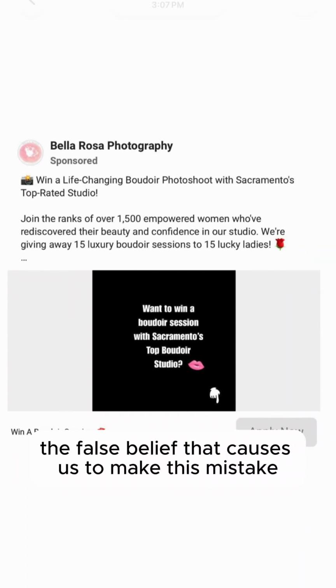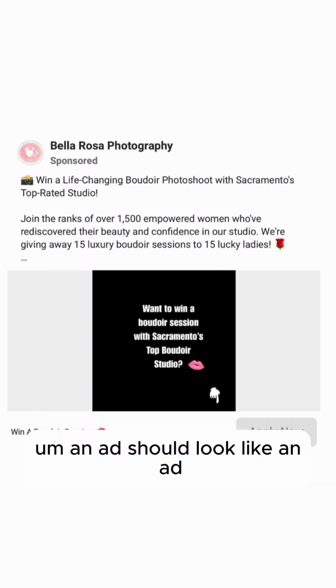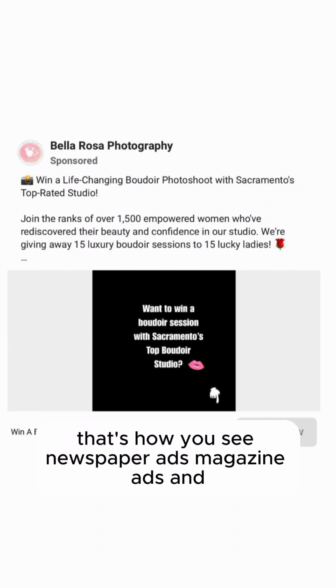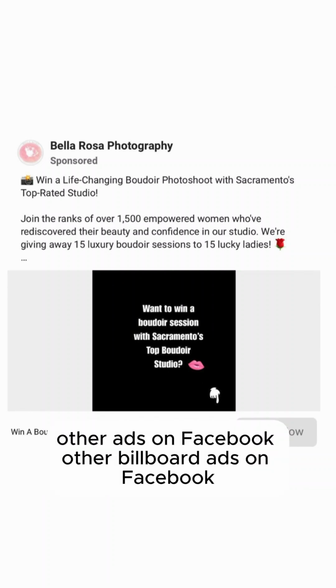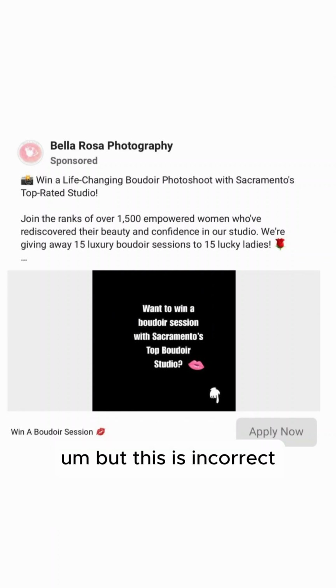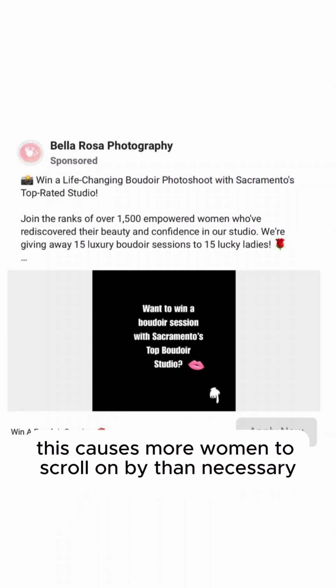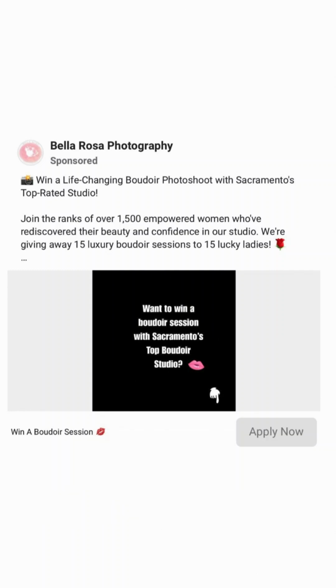So the false belief that caused us to make this mistake is that we actually believe an ad should look like an ad. So that's how we've seen newspaper ads, magazine ads, and TV ads, other ads on Facebook, other boudoir ads on Facebook. So we believe our ad should look like an ad. But this is incorrect. This causes more women to scroll on by than necessary, bringing our unique CTRL under 6%.